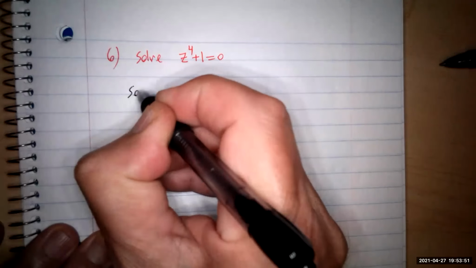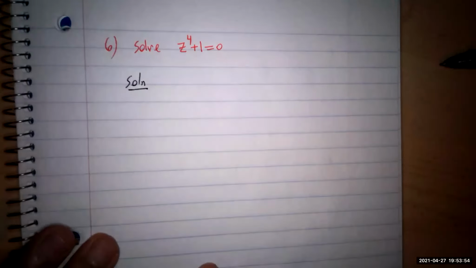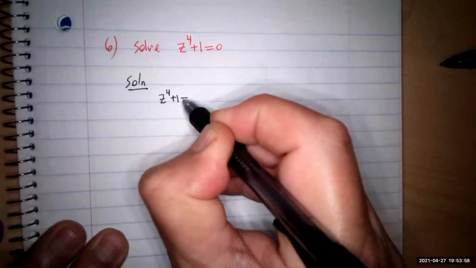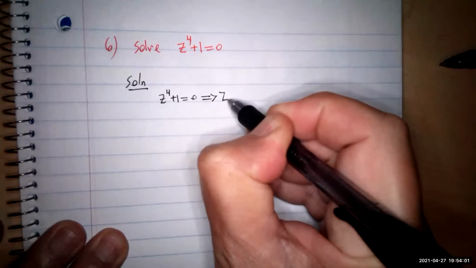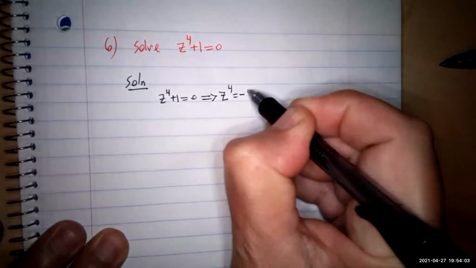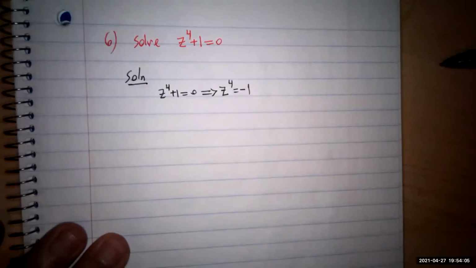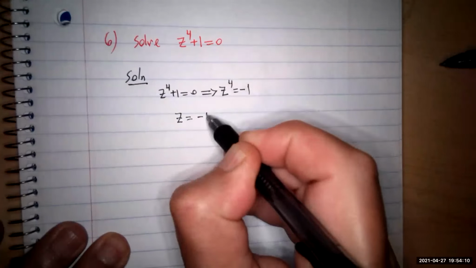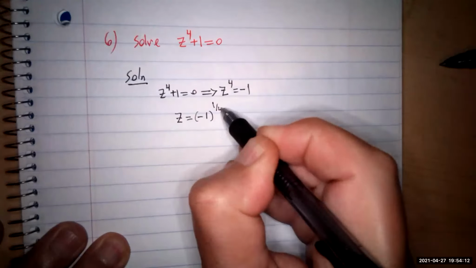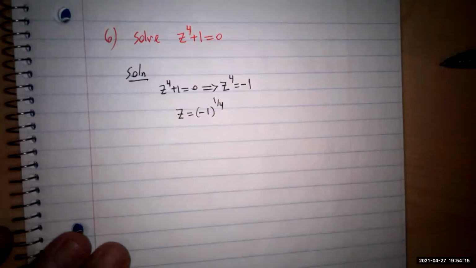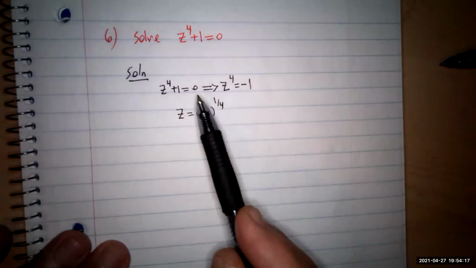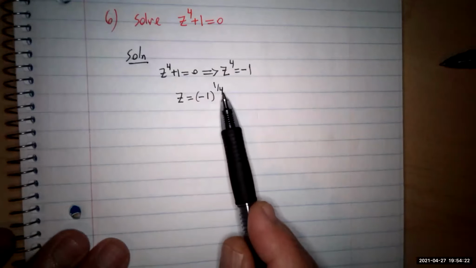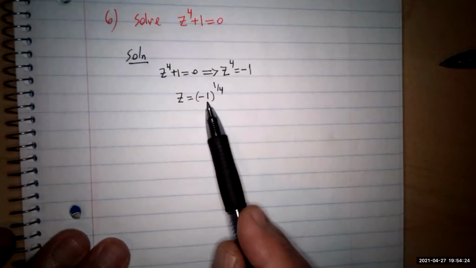Okay, so the solution of the problem is going to be this: z to the 4th plus 1 equal to 0. You move it to the other side, then you take the 4th root. So z is equal to -1 to a quarter. Now you realize that you are going to have 4 solutions, but your solutions are going to be what? The 4th roots of -1.